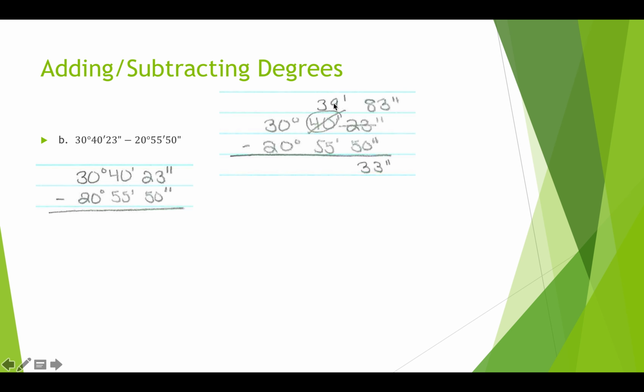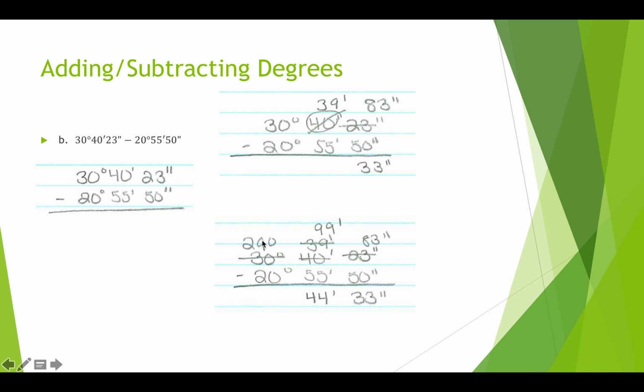This brings me to my minutes. I have 39 minutes minus 55. I can't subtract that. I would get a negative answer. So I'm going to do another borrowing. This time I'm borrowing from the degrees. I'm taking 1 degree away from 30 to give me 29. And remember, there are 60 minutes in 1 degree. So when I go to put that degree in my minutes column, I have to treat it like 60. There were 39. I just added 60 more minutes, or 1 degree, to give me 99. 99 minus 55 is 44.